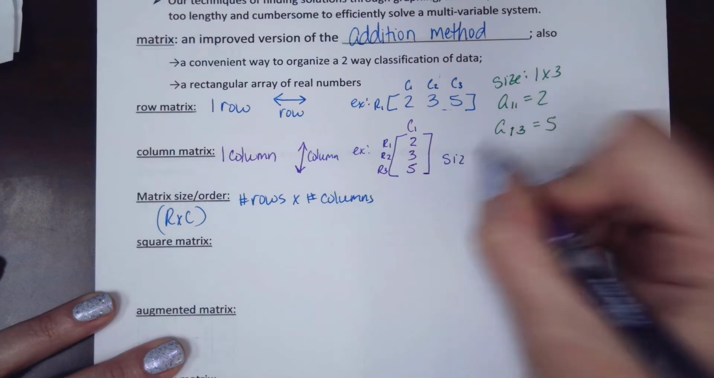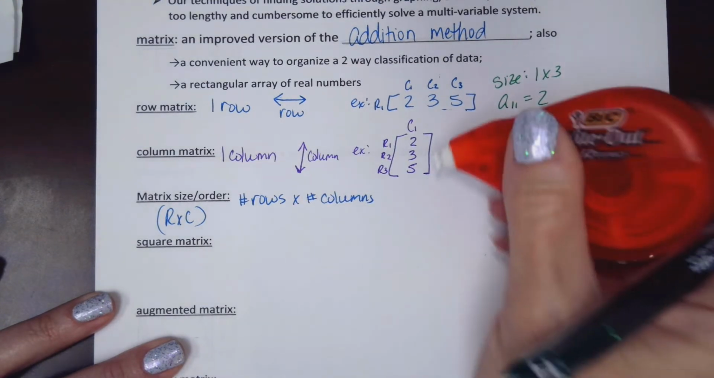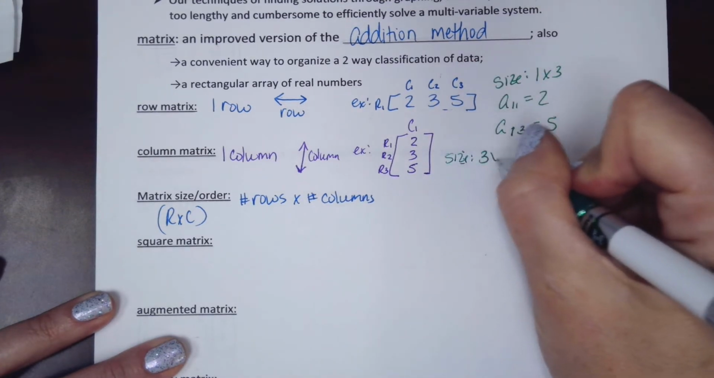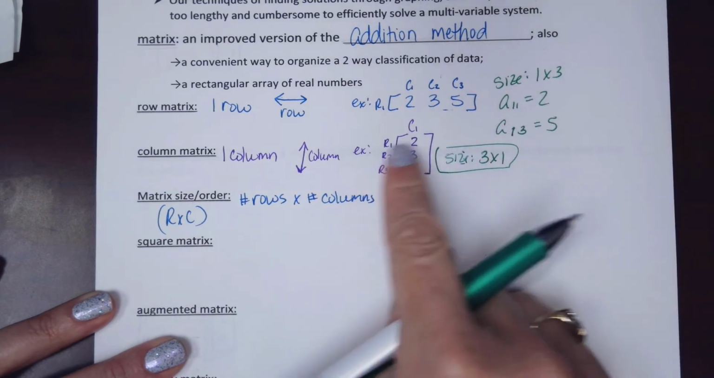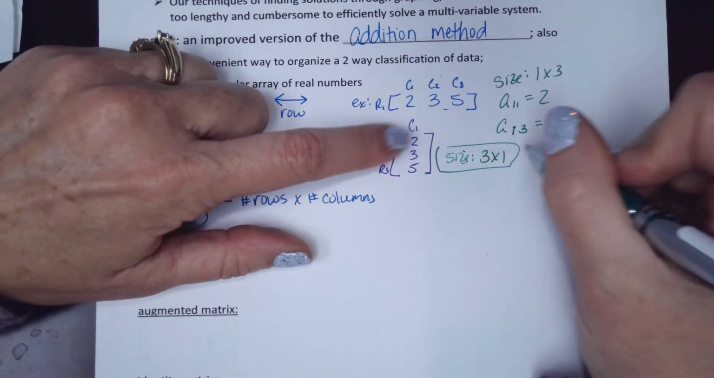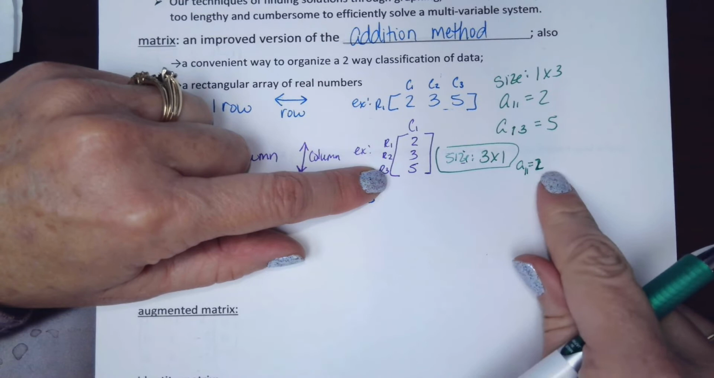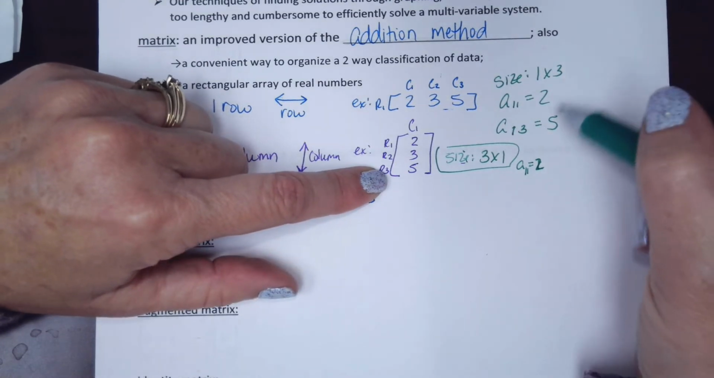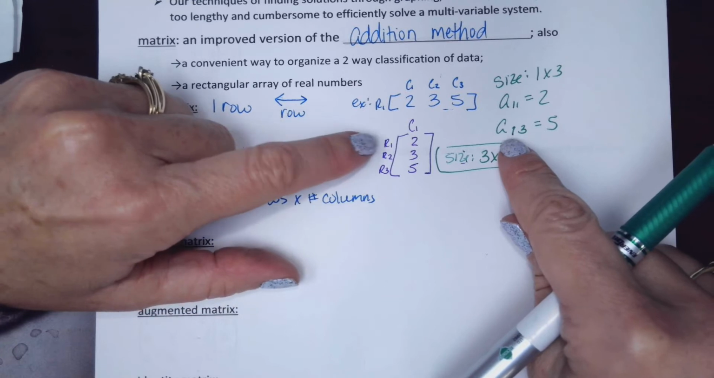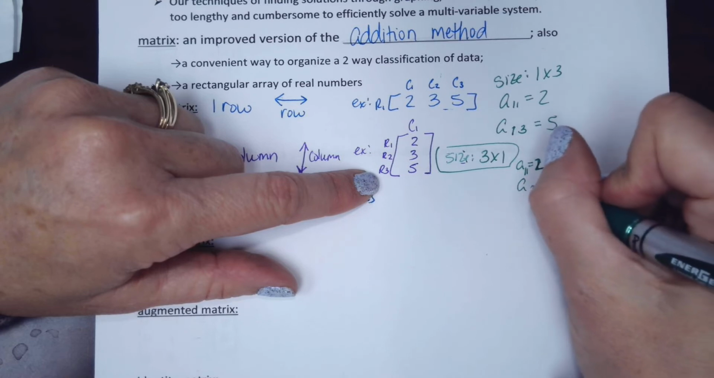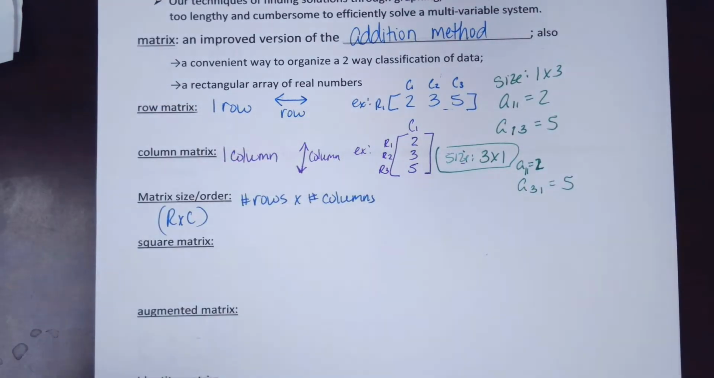So the size of this column matrix, let's keep things kind of color-coded, would be a 3 by 1 because we've got 3 rows and 1 column. That element 2 is still in the first position. Element 2 is still A11. I don't have an A13 position. That would be first row, third column. I don't have a third column. Instead, I have row 3, column 1. That's where the 5 is for this matrix. So these little subscripts just tell us the location within the matrix.